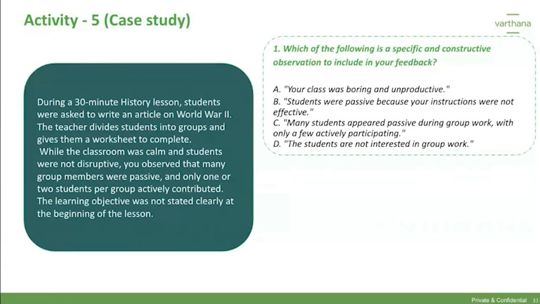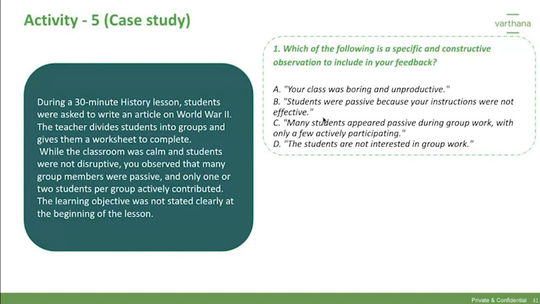B. Students were passive because your instructions were not effective. C. Many students appear passive during group work with only a few active participants. D. The students are not interested in group work. So let's answer this. Which one is the right option? You can unmute yourself and speak.